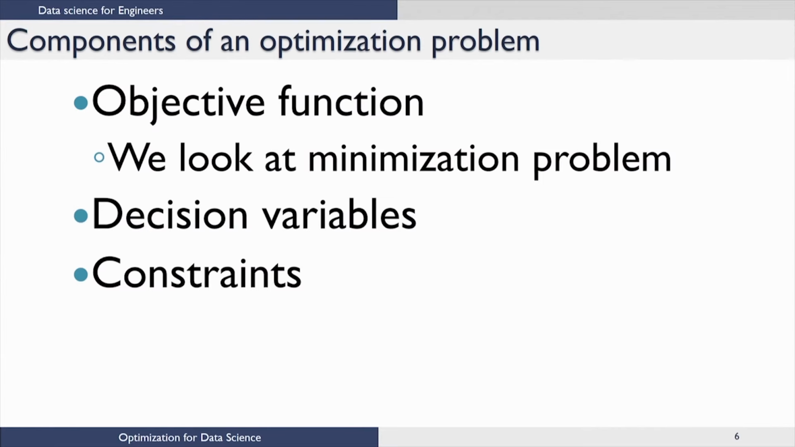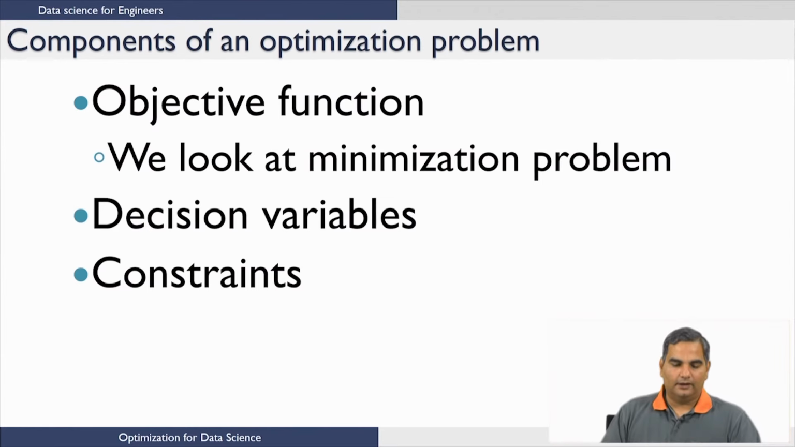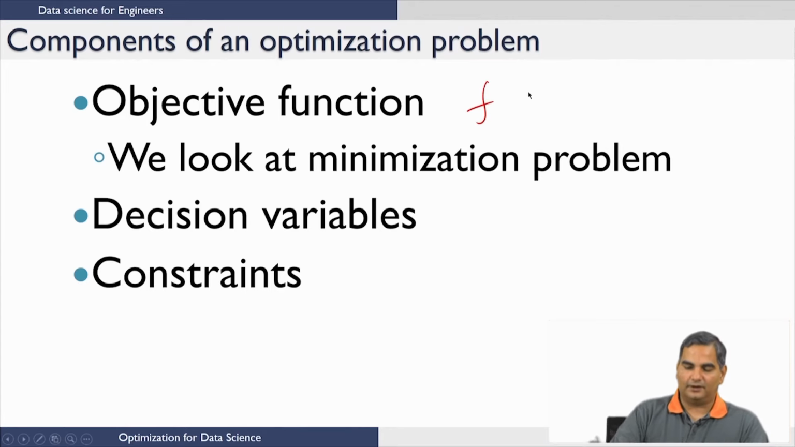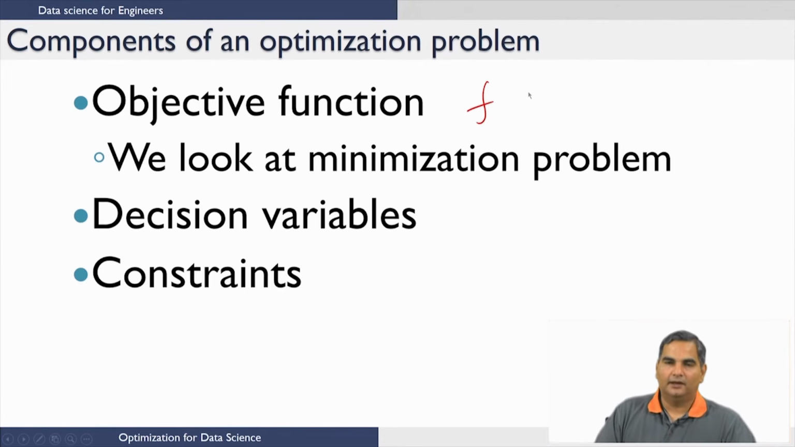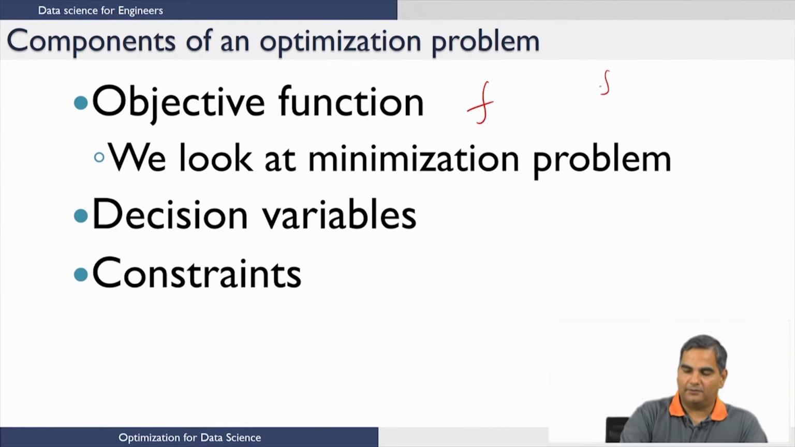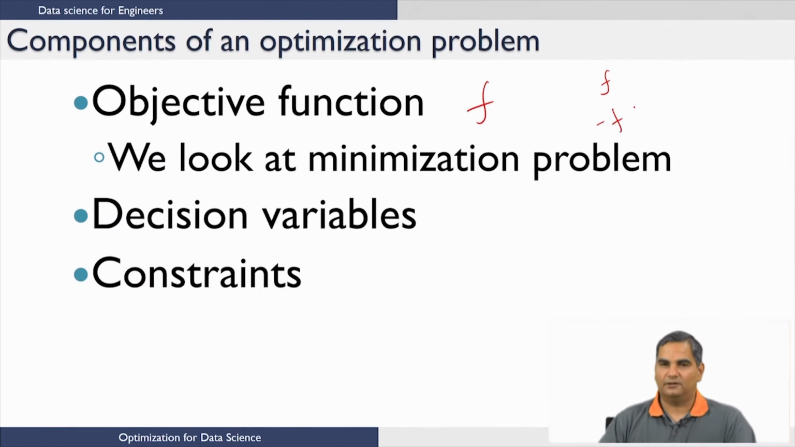So, as we have described in quite detail till now, an optimization problem has three components. The first component is an objective function f, which we are trying to either maximize or minimize. In general, we talk about minimization problems. This is simply because if I have a maximization problem with f, I can convert it to a minimization problem with minus f. So, without loss of generality, we can look at minimization problems. So, that is one component in an optimization problem.